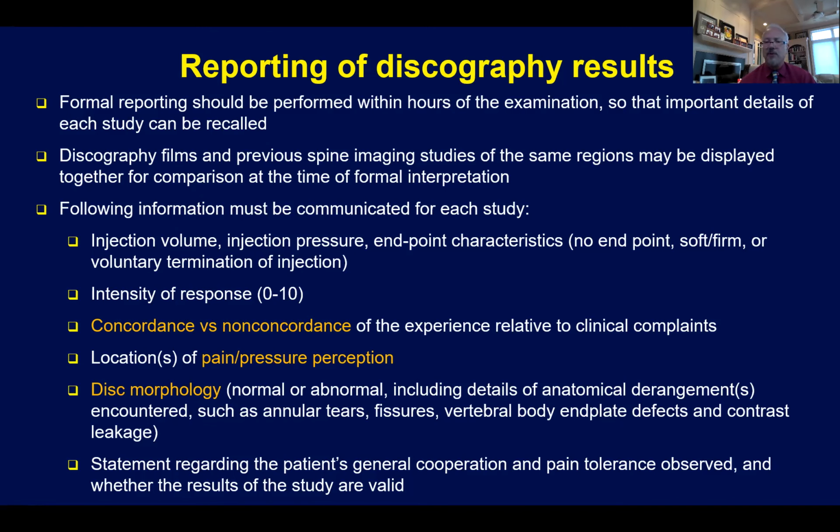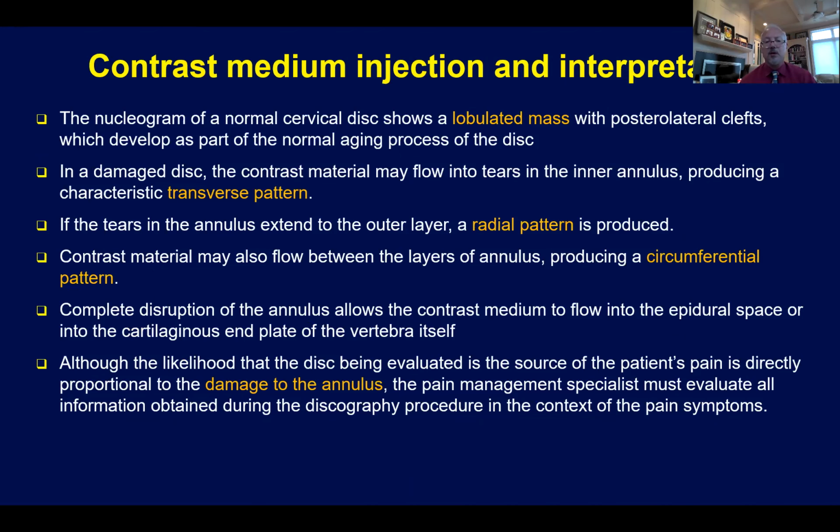What does the nucleogram look like? What's the morphology? Is it lobular, which is normal? Is it disrupted? Is there spread of contrast over the nerve root into the facet joint or into the epidural space? These are all important parameters to study. We also, again, lobulated mass is a normal nucleogram.